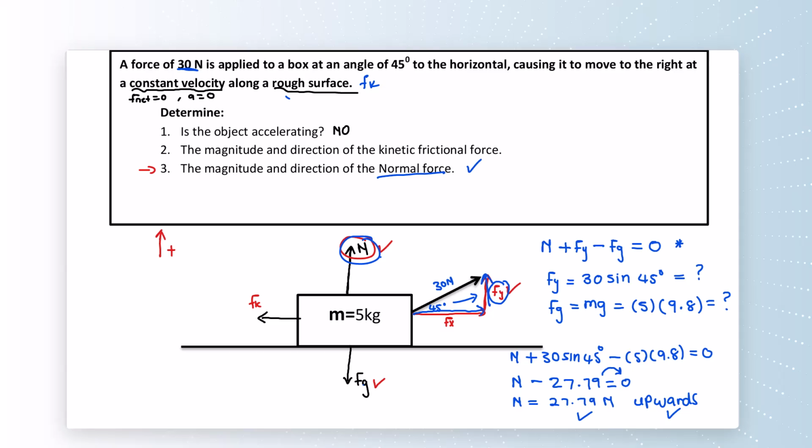And be careful of your directions. Choose the positive direction first. And everything opposing that direction is going to be negative. And then take the direction of motion as positive. And anything opposing that is going to be negative.